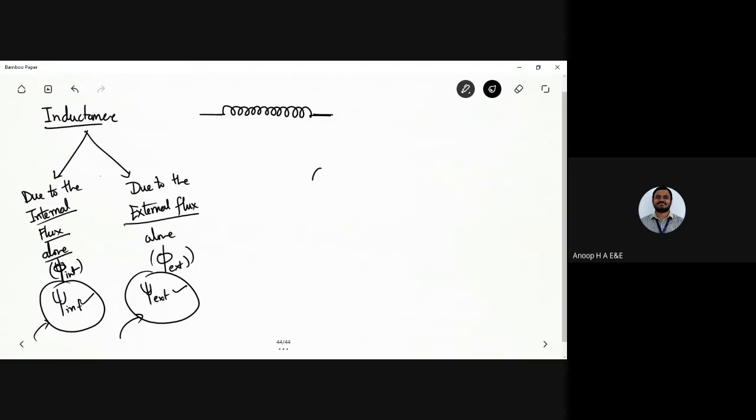Okay, so once I have a conductor like this, I'll represent a conductor like this. So this conductor which has been developed, you will have a conductor which is there.